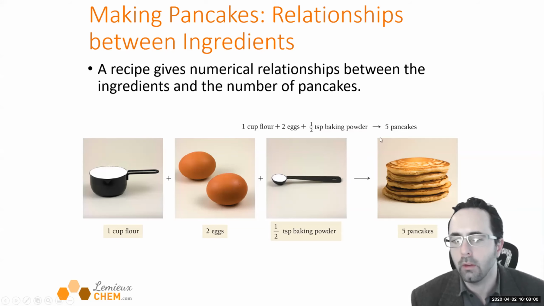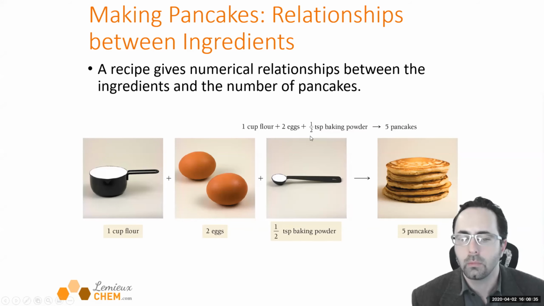So the chemical equation for making pancakes would be you take 1 cup of flour and 2 eggs and a half a teaspoon of baking powder. These are your reactants in the equation, in the reaction, to make 5 pancakes, which are your products in the reaction. So chemical reactions, chemical equations are just the same way. You've got some reactants, which are your ingredients essentially, and you've got some products here that are made.